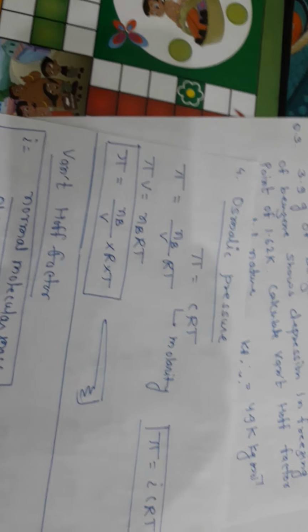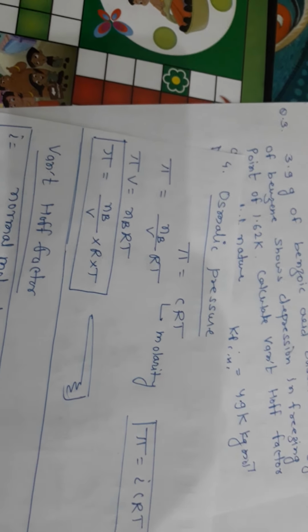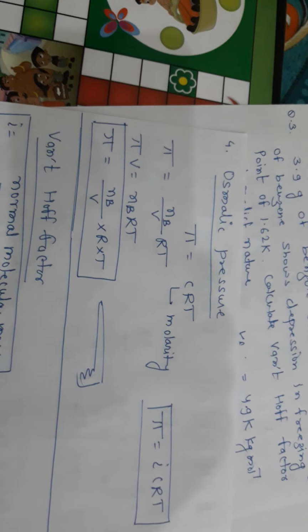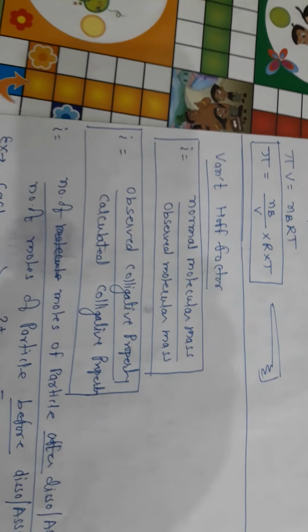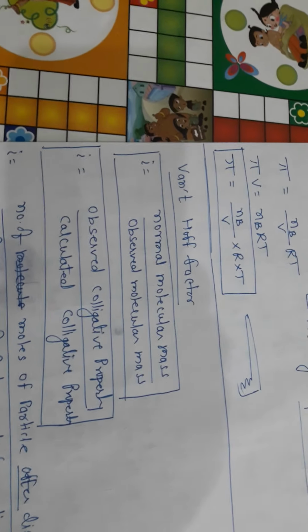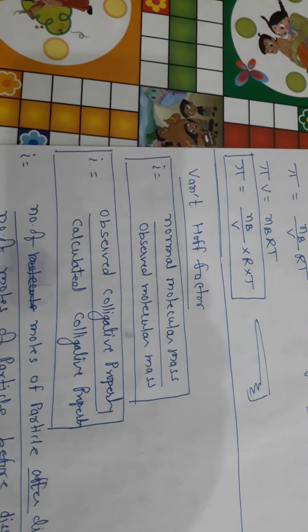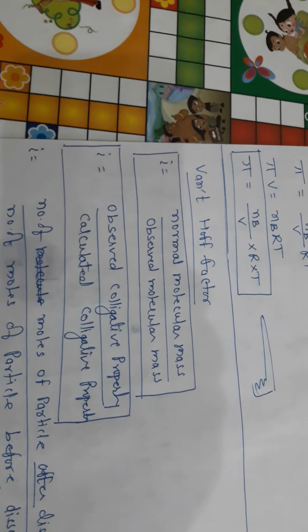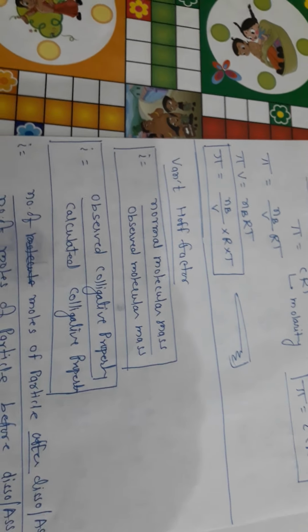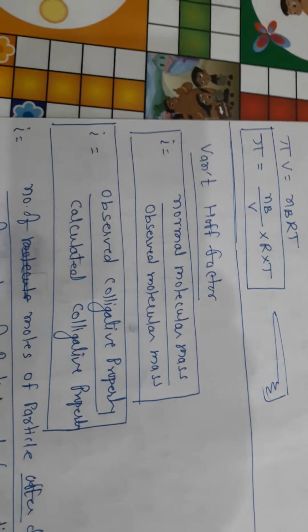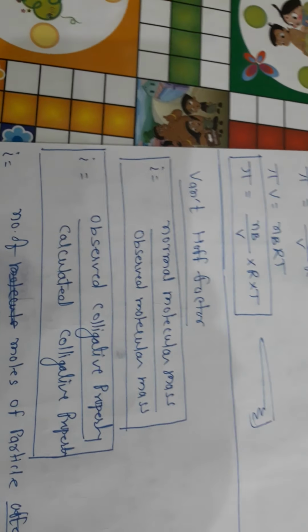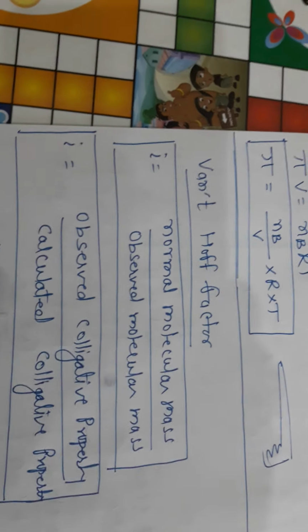T is the temperature, which you will take in Kelvin, nB is the number of moles, and V is the volume of solution. Once again, if the van't Hoff factor is introduced in a question, how will we calculate it? There are three formulas to calculate the van't Hoff factor. First one is the normal molecular mass divided by the observed molecular mass. You can remember it with the trick NO: normal molecular mass upon observed molecular mass.